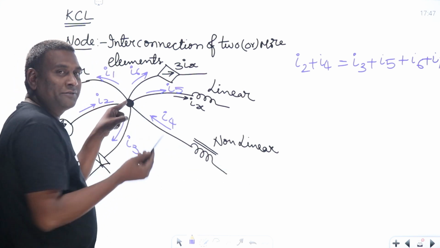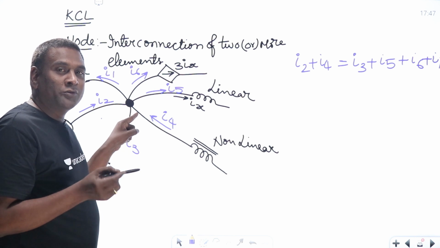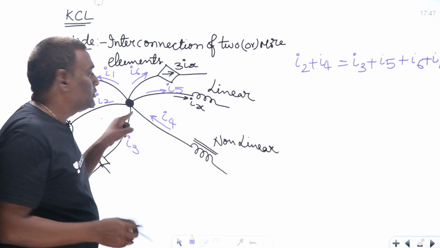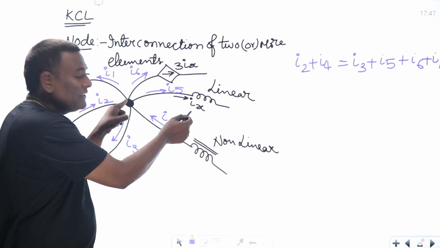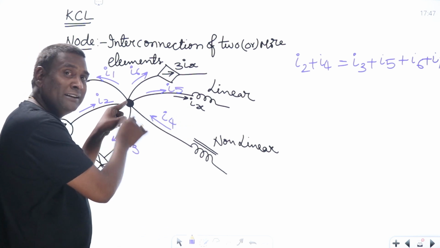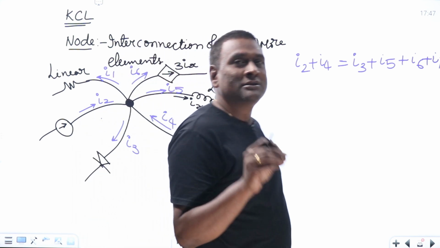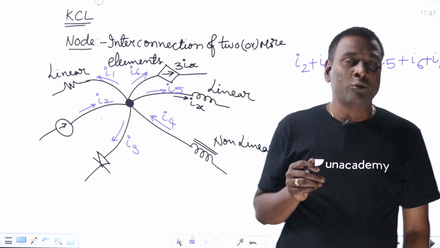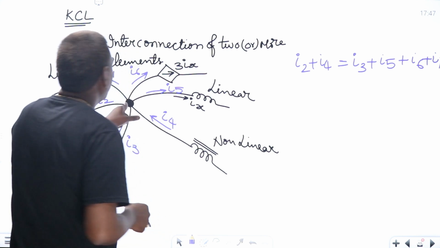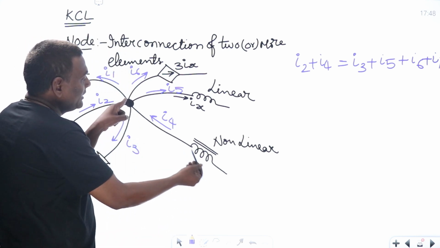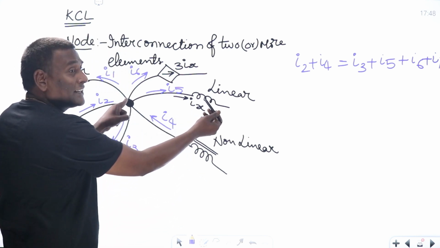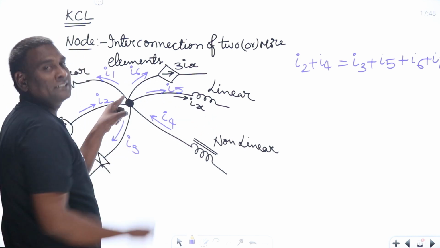If I say the algebraic sum of currents leaving at a particular node equal to 0, I6 is leaving, I5 is leaving, I4 is not leaving, rather minus I4 is leaving. Or I can think of the algebraic sum of currents entering at a particular node equal to 0, meaning that I4 is entering only, I5 is not entering, but rather minus I5 is entering.